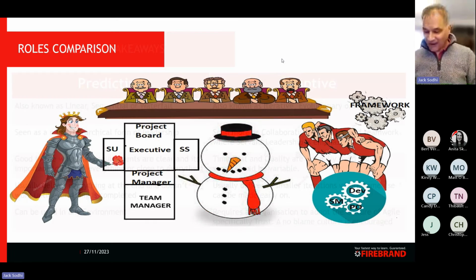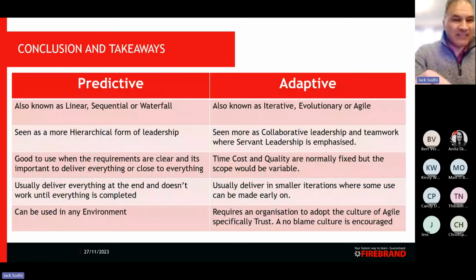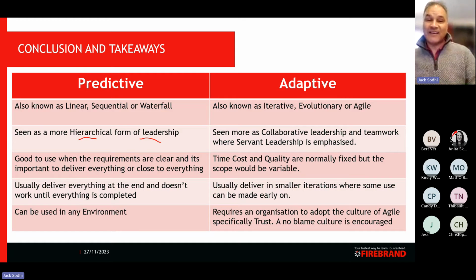And then the final takeaway: predictive is sometimes called linear, sequential, or waterfall, and it has more of a hierarchical leadership. It's good for when the requirements are clear and we know exactly what we want at the end. It can be done in any environment, and also the end user won't get to use it until the end.